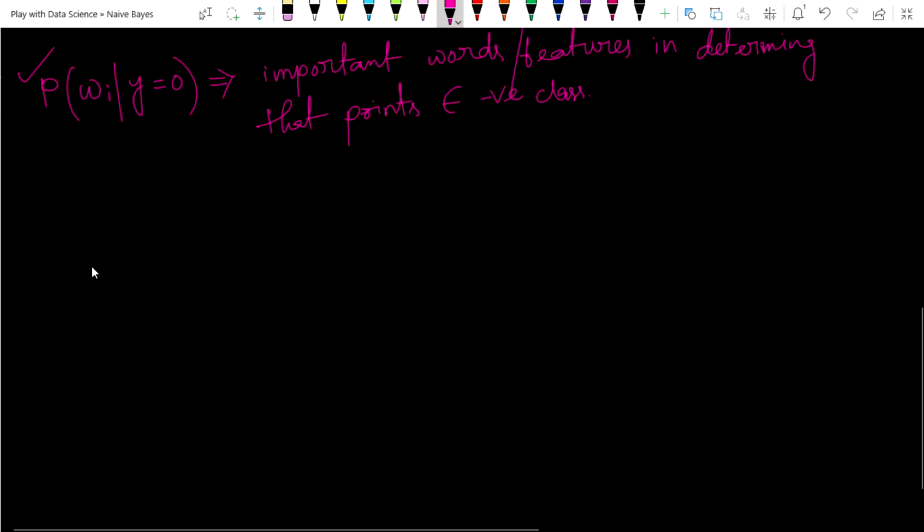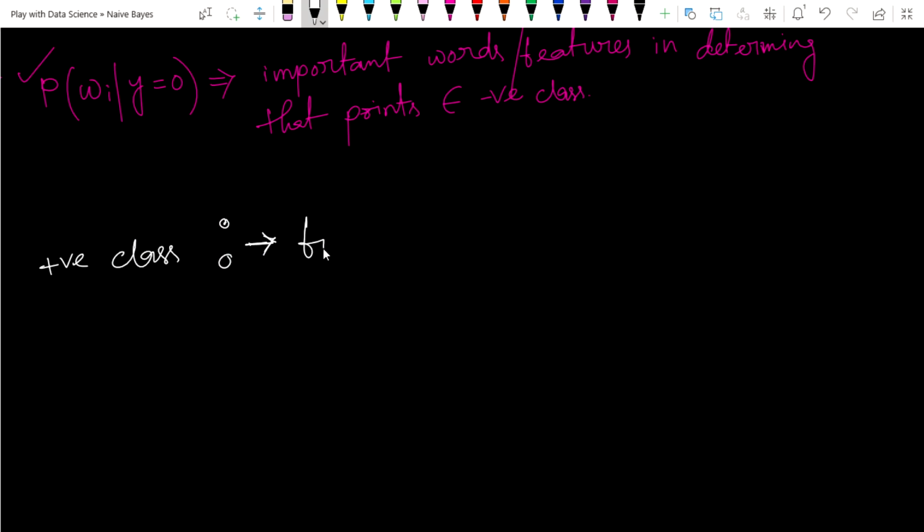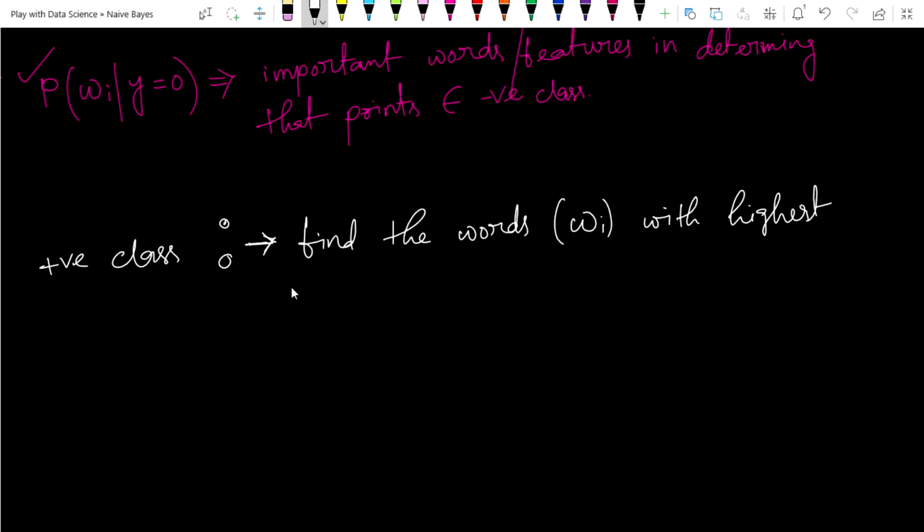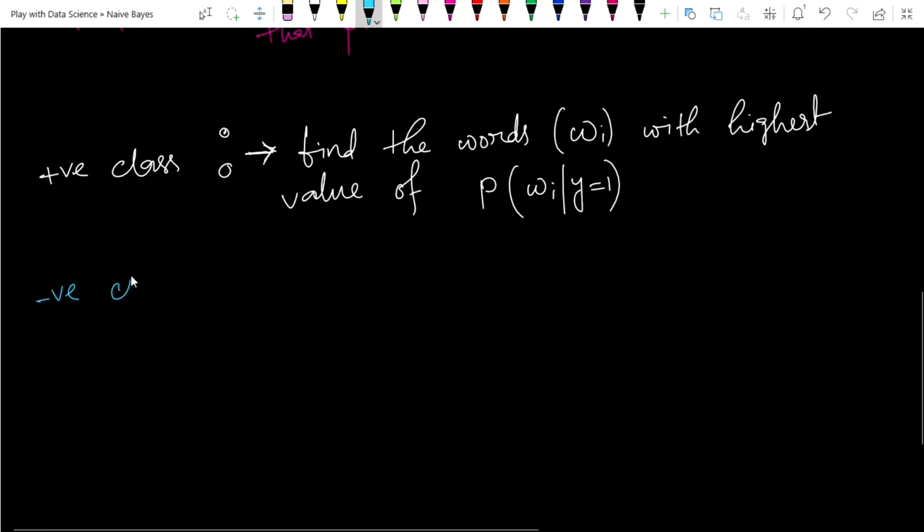So feature importance for the positive class means finding the word wi with the highest value of the probability of word wi for a given class label y equals 1. This is for the positive class, and for the negative class it is the same thing.